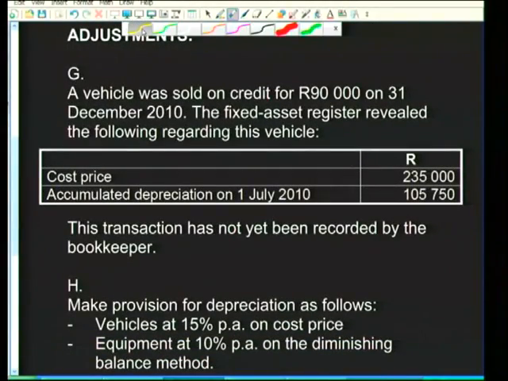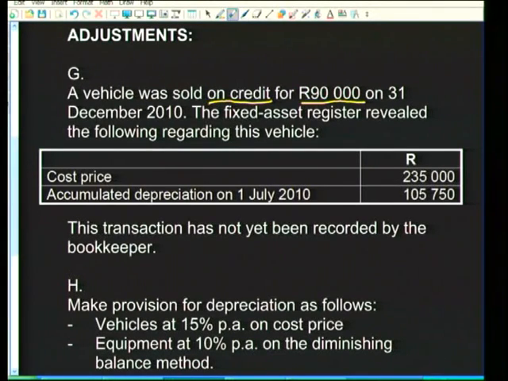So the question says that a vehicle was sold on credit for 90,000 Rand on the 31st of December 2010. There are three pieces of information that are important here. First of all, we need to be very clear that the vehicle was sold on credit. Secondly, we need to know what the selling price was. That's this 90,000 Rand. I'm just writing the selling price here so that I don't get confused. And we also know that the vehicle was sold on the 31st of December 2010. That's going to be important when it comes to working out this year's depreciation.